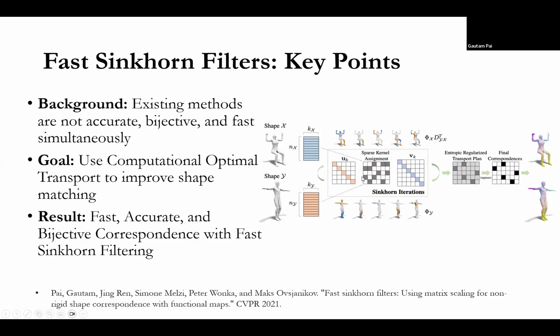You populate your kernel matrix given by, ideally, all possible pairwise distances. But in this case, we make an assumption of choosing only k nearest neighbors in order to populate this matrix. And then you do Sinkhorn iterations on this, and you get a smooth entropic transport plan, which we then hard discretize, choosing the maximum to get a final choice of correspondences.